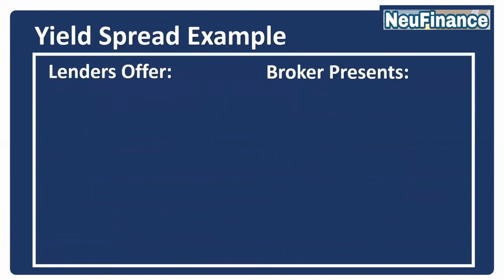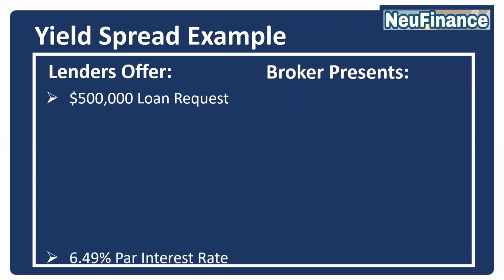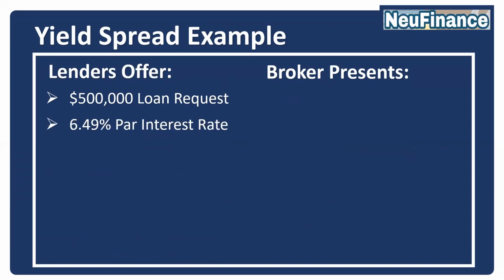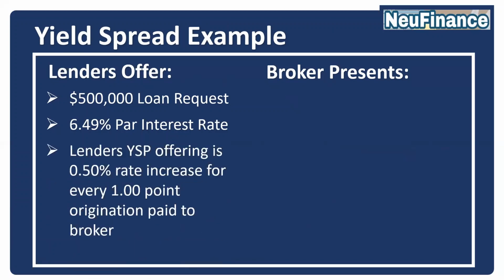Now, let's just jump into a yield spread example, just to keep it simple so you guys know what we're talking about here. So let's just say the lender is offering a $500,000 loan to a borrower, and the par interest rate is 6.49%. Now, every lender that offers yield spread is going to give you a yield spread offering. And let's just say your lender's yield spread offering looks like this.